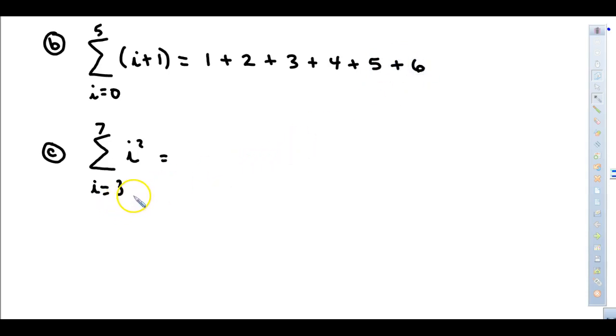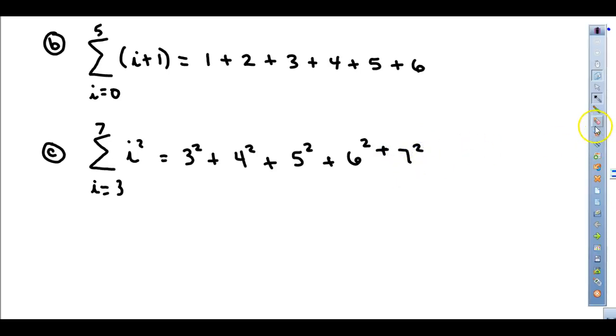Same concept here. If i goes from 3 to 7, then that means you start at 3. So putting 3 in the place of i, then that is 3 squared, and then 4 squared, and then 5 squared, and then 6 squared, on up to 7 squared, okay? So that's what summation means, all right?